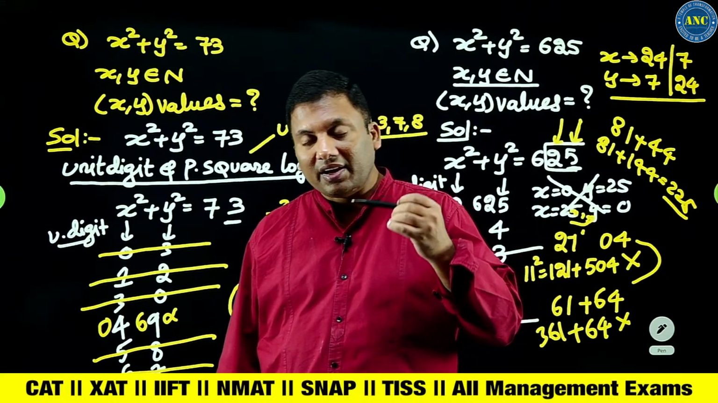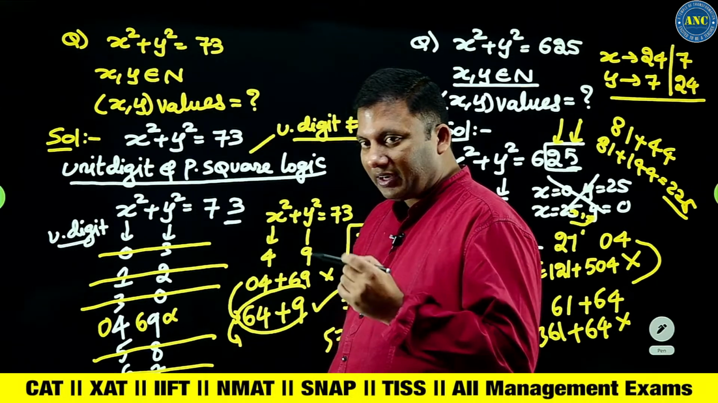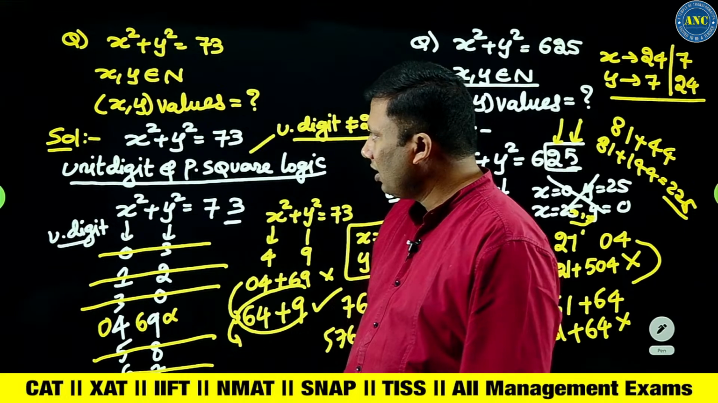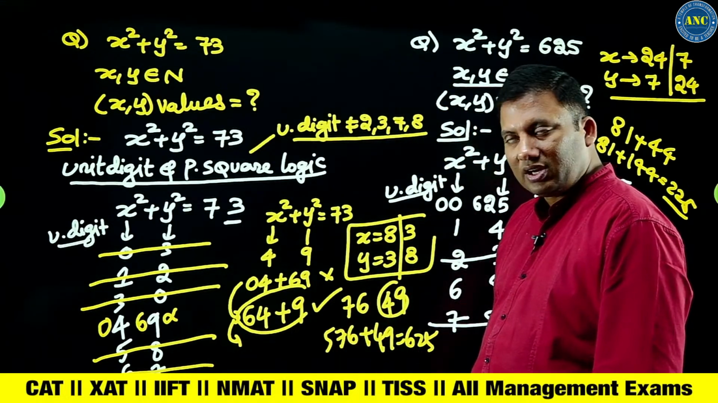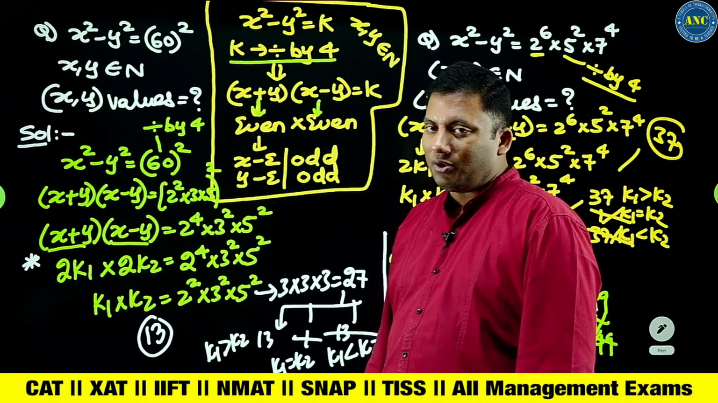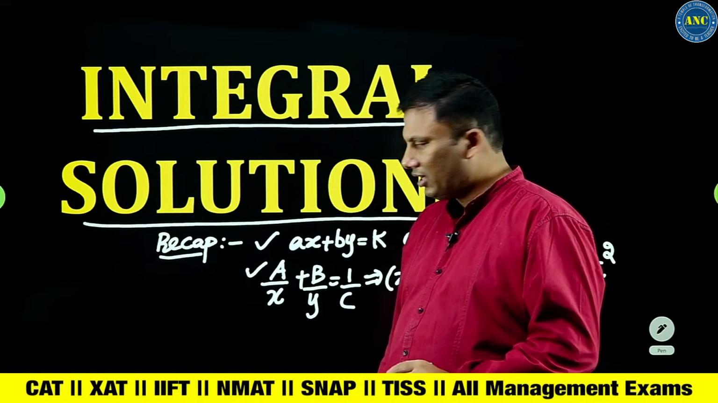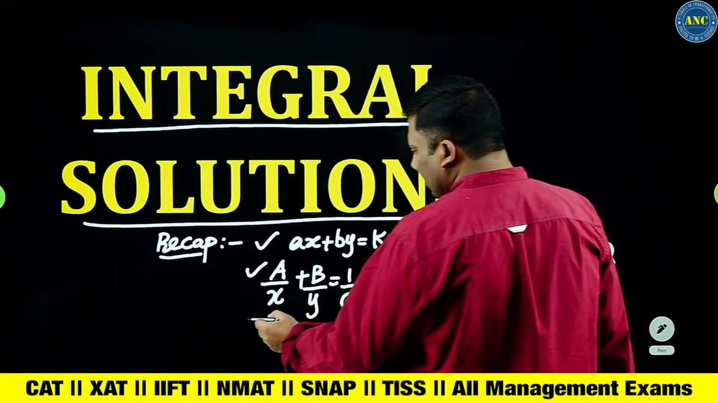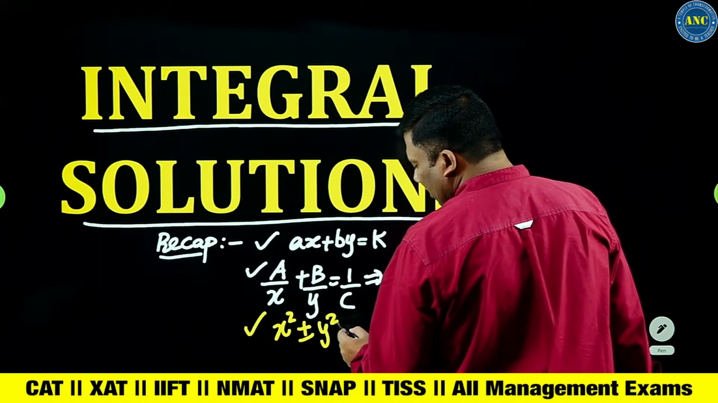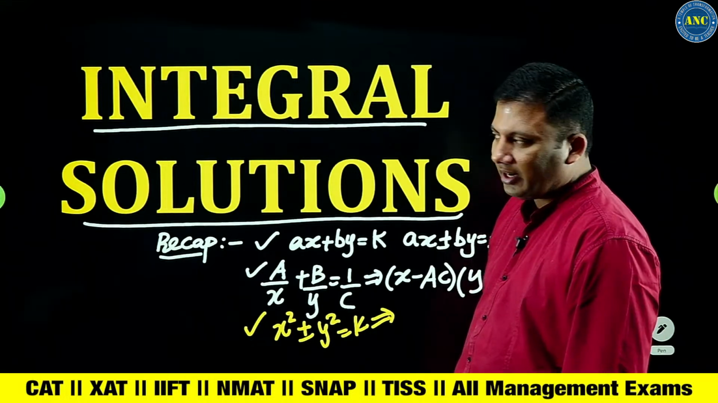A perfect square never ends with 2, 3, 7 or 8, and the next logic is that a perfect square when divided by 4 will give remainder 0 or remainder 1. X square minus y square we have taken, x square plus y square we have taken. I hope the idea is very clear to you. Integral solution. What is the third case that we discussed? X square plus or minus y square is equivalent to k. Definitely 1 or 2 questions you will get from this class.